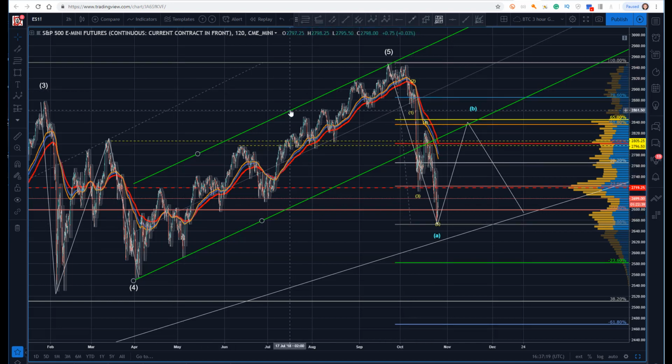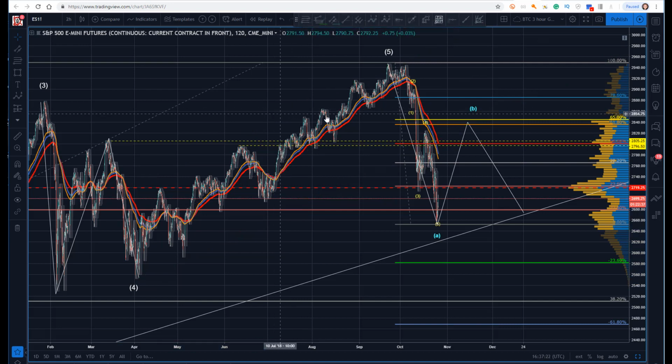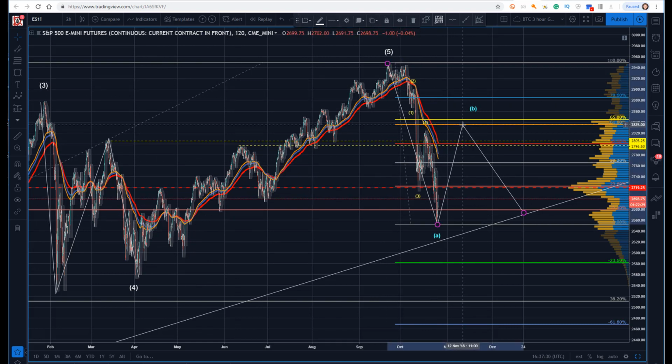So let me clean up the chart here. I wanted to make that point that if a channel like that was so well established and breaks, there's very commonly a retest of the edge of that channel, to see if that's going to continue to be an influence in the market. And in this case, it would be prior support now becoming the resistance. Just a different way to look at support and resistance.